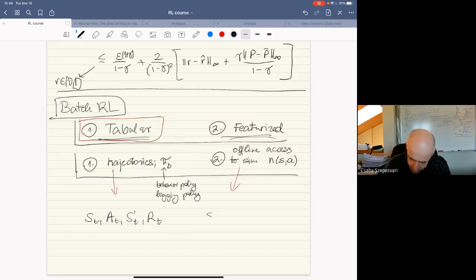And this next state is from the distribution from the transition kernel of the MDP, and the reward is the, I don't know, we didn't use any letter for this. I just put a tilde on the top for lack of a better idea.